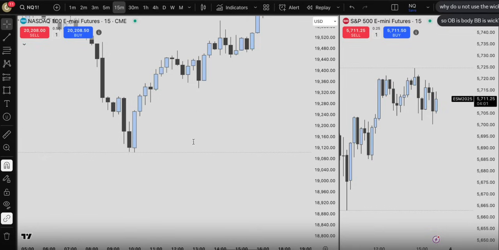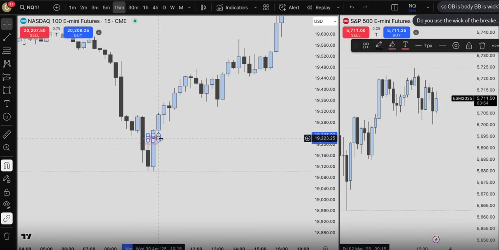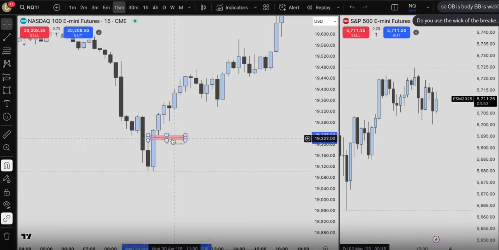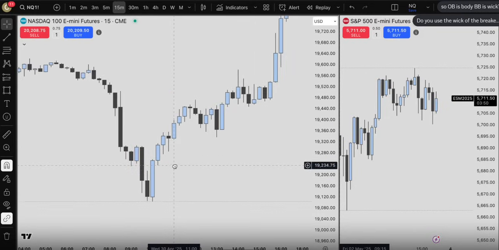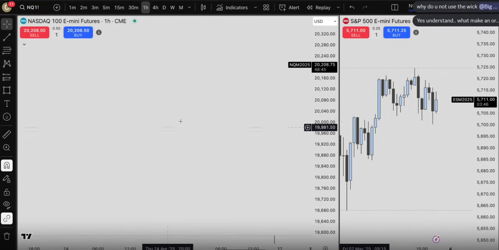A unicorn is when there's a breaker block inside of a fair value gap. So this was actually a unicorn because we have this fair value gap right here. Price never pulled in. Actually, no, this is not a unicorn. A unicorn would be something like on the hourly today.